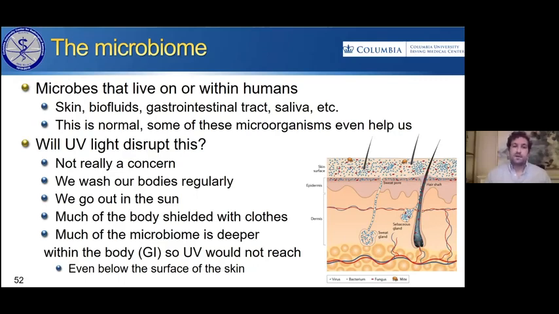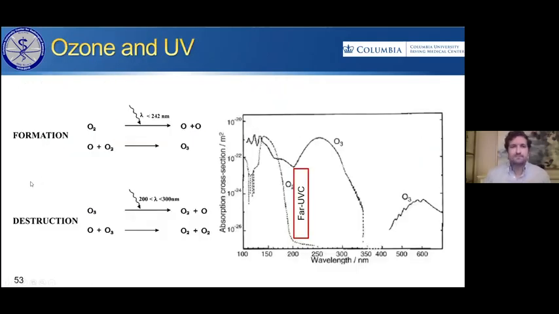And to add to that, much of the microbiome is even deeper within the body, such as within the gastrointestinal tract, or even deeper within the skin. This skin model shows that some of the microbes might be well into the dermis. And since we're not penetrating hardly past the surface, there's not a concern that we're just going to completely wipe out every microbe.